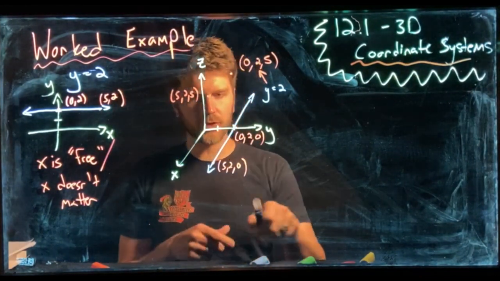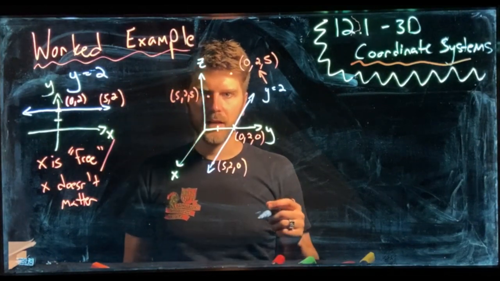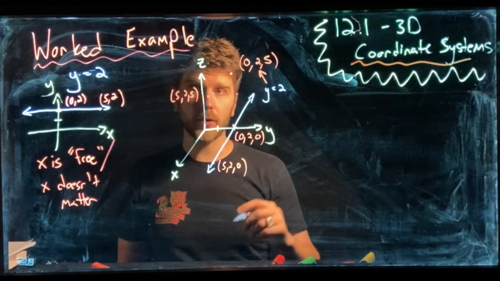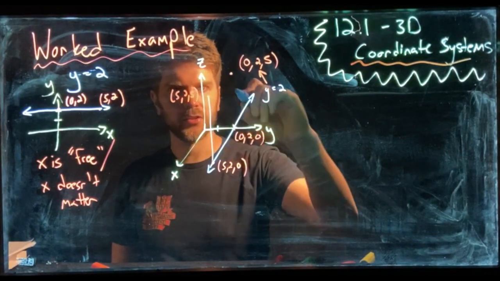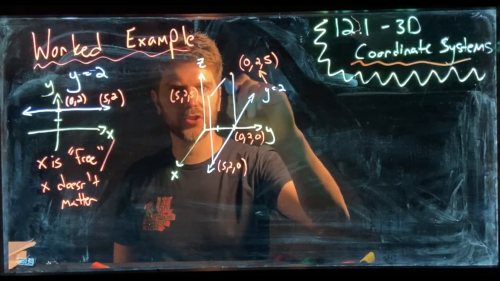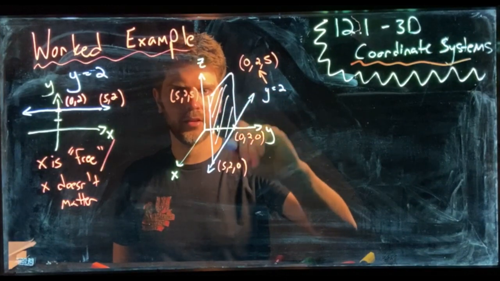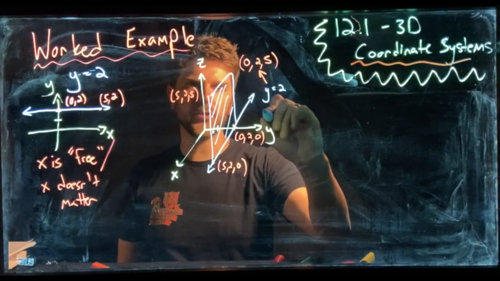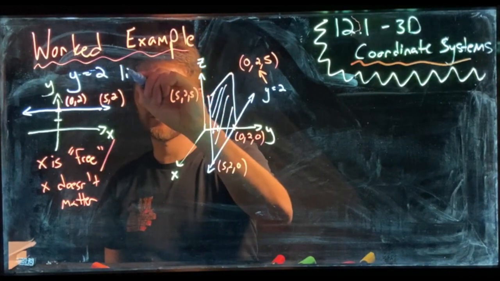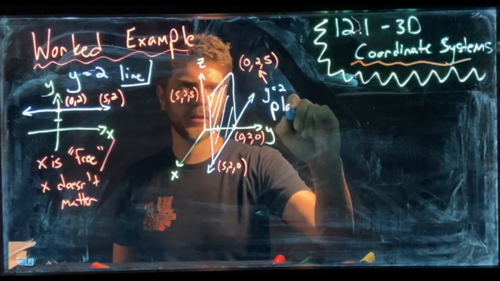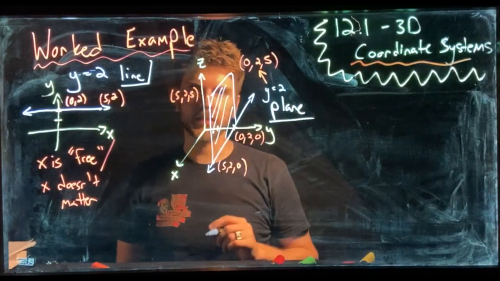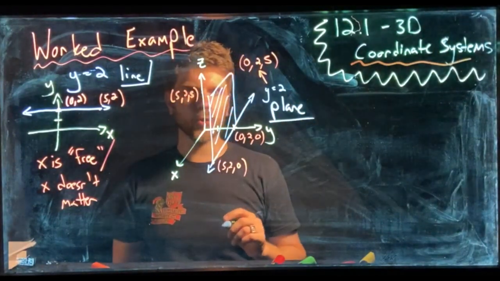So what we start to realize is that this is not a line anymore. y equals 2 when we expand into 3D, z also doesn't matter. So we get to come up, and what we actually get is a sheet. y equals 2 is not a line. Here it was a line. In 2D, it's a line. In 3D, it's a plane. It is a whole sheet.